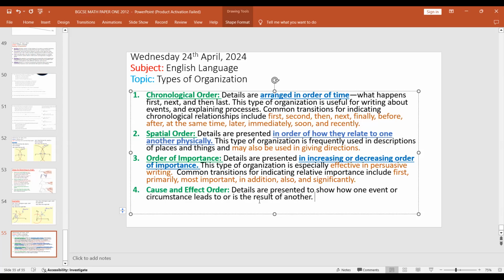This type of organization is used to explain a process or the analysis of an event.